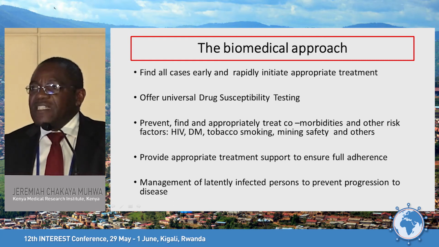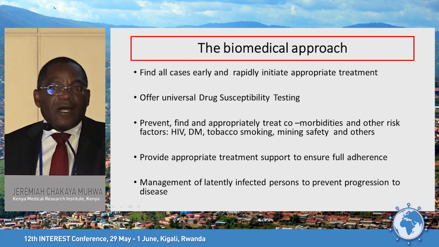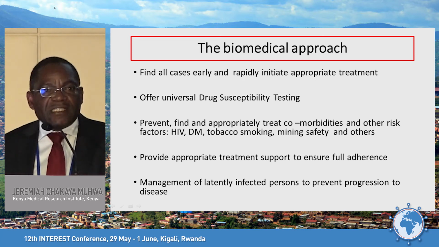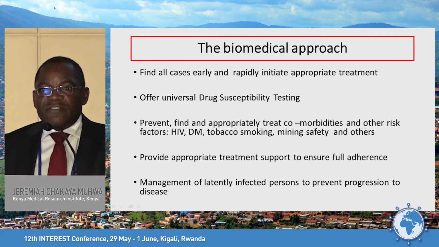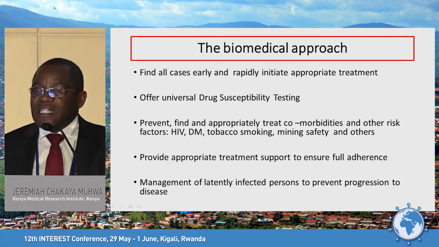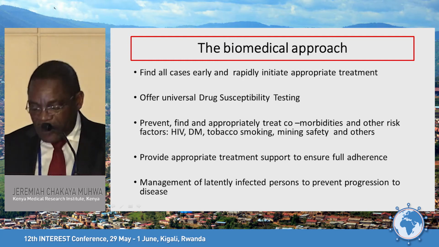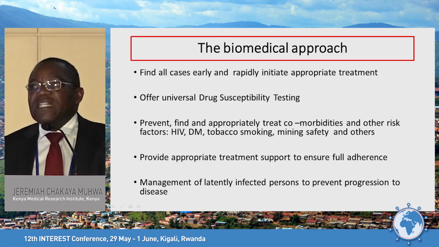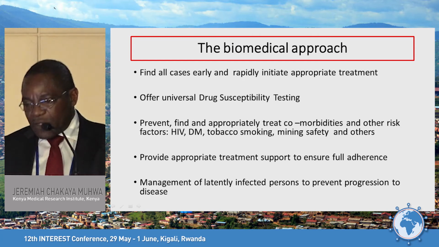We want to prevent, find, and treat comorbidities, and the major one here would be HIV, and there is lots of data now that shows that as we expand ART coverage, TB rates, at least HIV-associated TB rates, are coming down. We are not quite sure whether that means less transmission, but that's a good thing, that ART coverage does decrease HIV-associated TB. We want to look at tobacco smoking and many other risk factors. We need to work around these things.